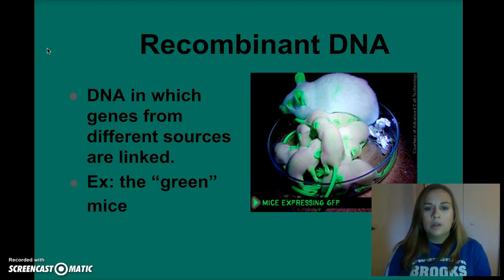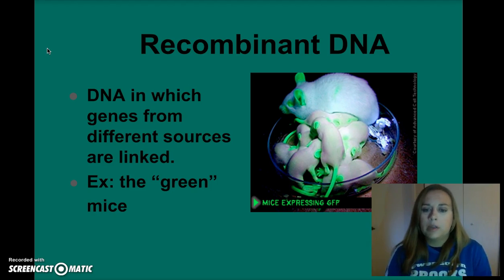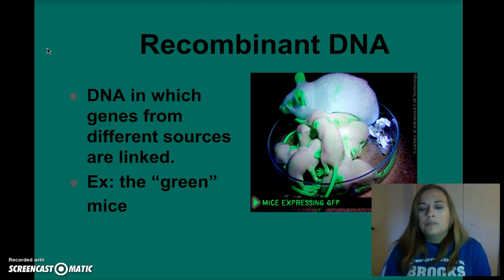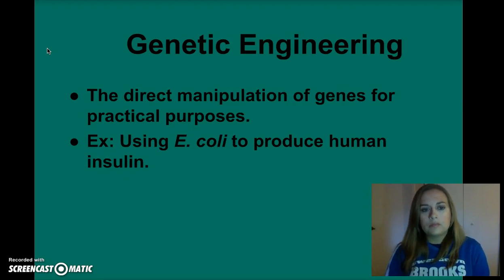The very first thing that we're going to talk about is recombinant DNA. If you look at the word recombinant, it looks like to recombine, and that's essentially what you're doing. You're looking at DNA which has genes from different sources, and they become linked together. Here you're looking at green mice. Mice aren't normally green. They also don't normally glow in the dark. This is recombinant DNA, so you have mice that are now expressing a gene for bioluminescence that they don't normally have.